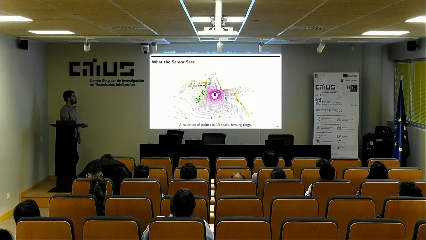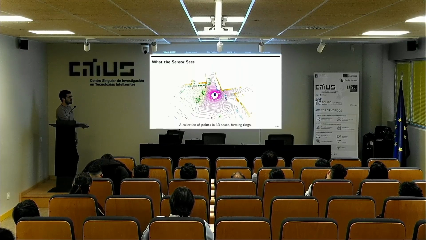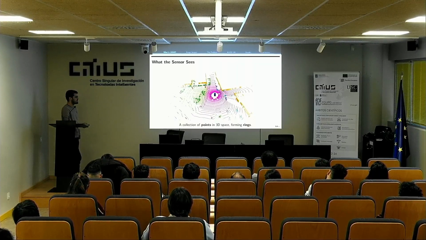So here we can see that maybe there's a park here, there are some walls, this is probably the road, here another road, and so on. So essentially what we got here, and this is the important takeaway, is a collection of points in 3D space that in the particular case of spinning LiDAR sensors tend to form these rings because of how the sensor works.